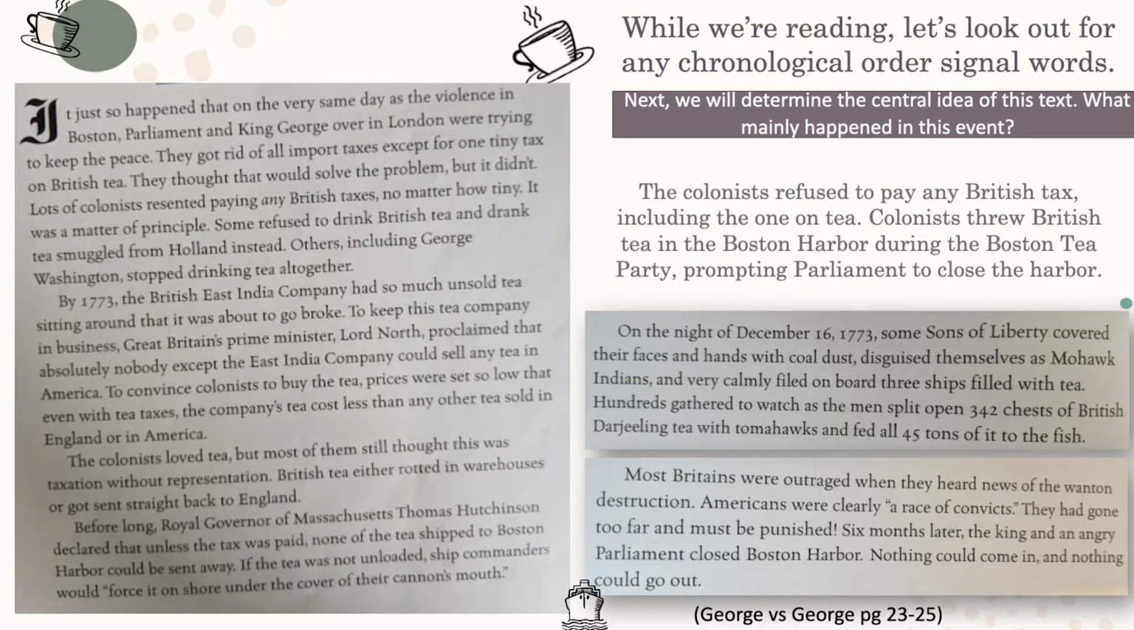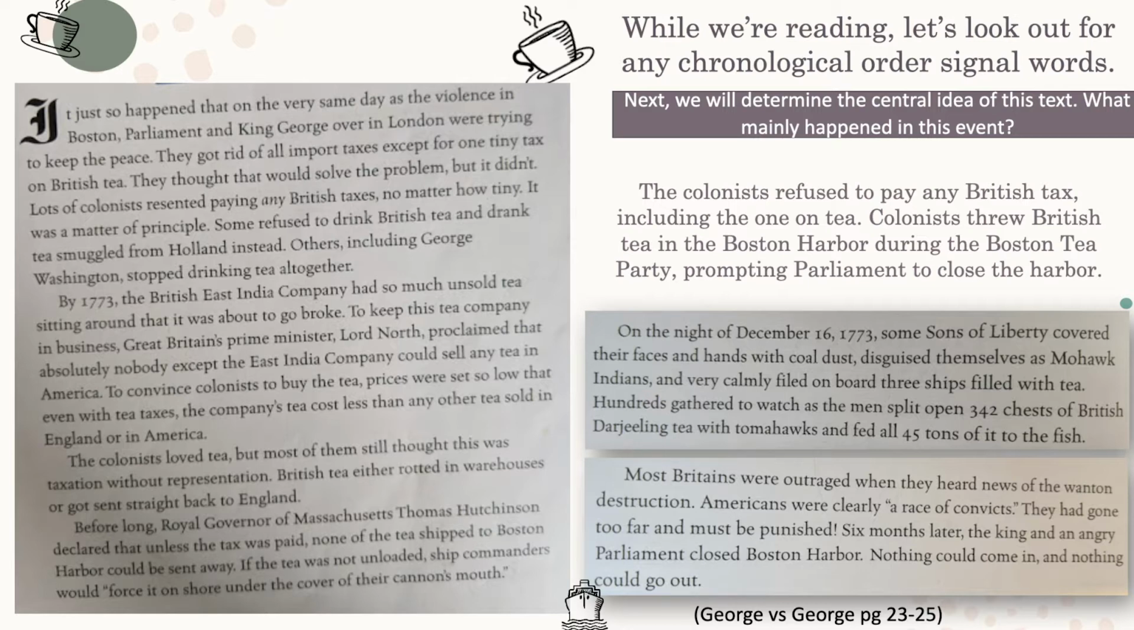Lots of colonists resented paying any British taxes, no matter how tiny. It was a matter of principle. Some refused to drink British tea and drank tea smuggled from Holland instead. Others, including George Washington, stopped drinking tea altogether. By 1773, the British East India Company had so much unsold tea sitting around that it was about to go broke. To keep this tea company in business, Great Britain's Prime Minister, Lord North, proclaimed that absolutely nobody except the East India Company could sell any tea in America.